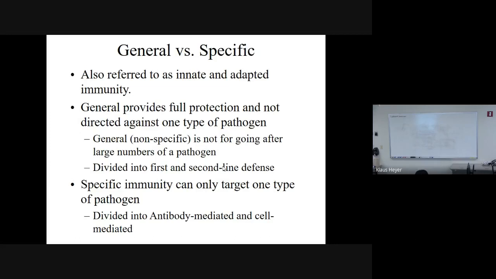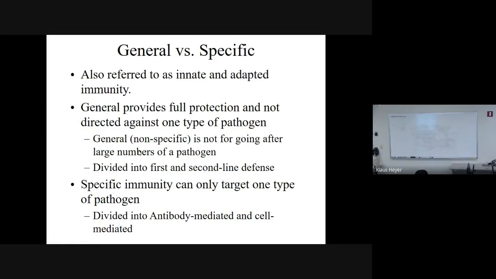So there's different types. General is when you put on your mask. There's stuff on it. There's dust mites on it, and pollen on it, and there's bacteria on it for sure. Right now, I'm touching the corner of it. There's bacteria on my finger because I just touched the tabletop. Absolutely, there's bacteria on my mask, and I just put it up on my nose, and I'm going to breathe in the bacteria. You're doing it all day, but it's fine. It's just a little bit of bacteria, and it's general immunity, and your body's going to take care of it. General or non-specific immunity is not for going after large numbers of pathogen.